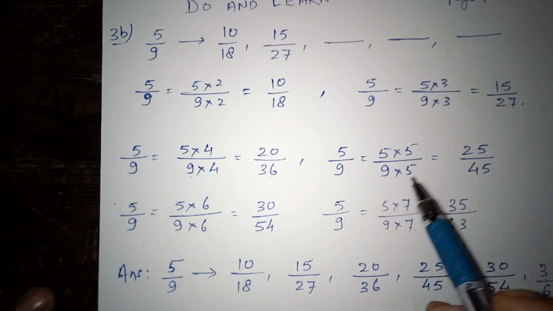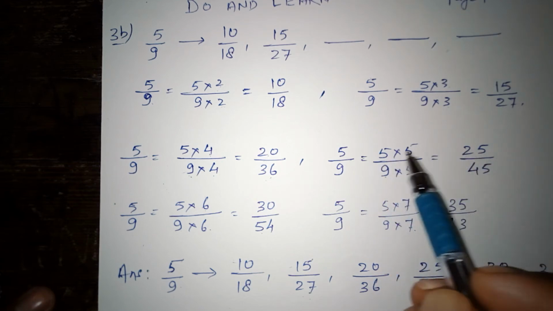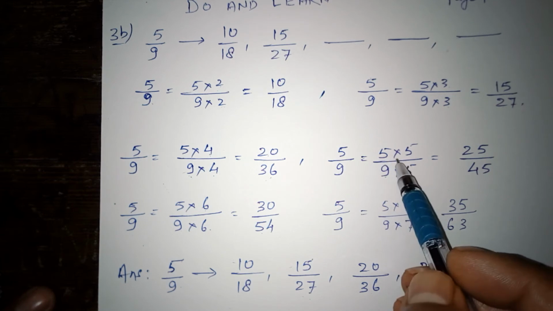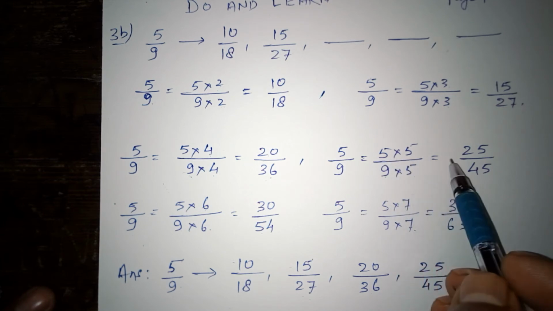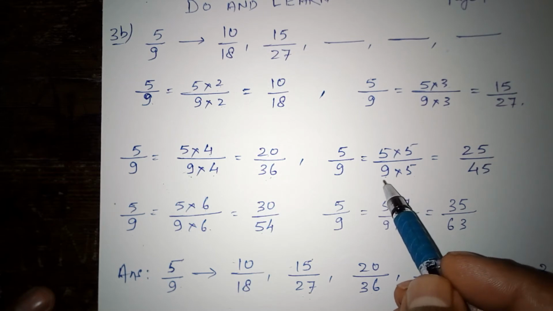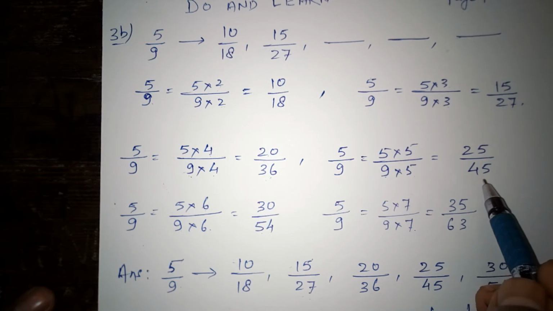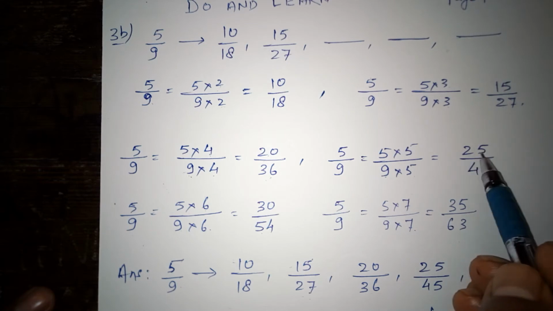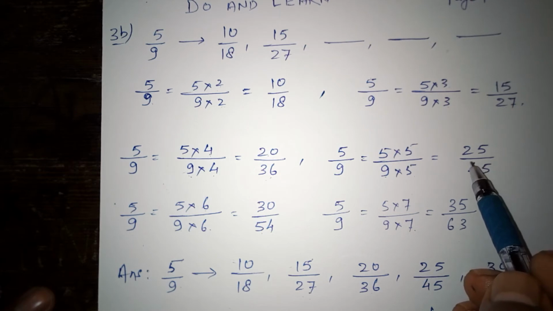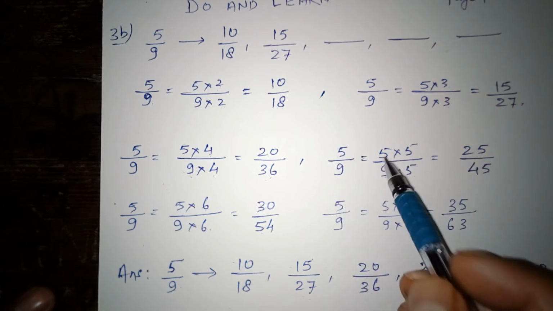Then we will find another equivalent fraction of 5 upon 9. So 5 multiplied by 5 gives 25, and 9 multiplied by 5 gives 45. 25 upon 45 is another equivalent fraction of 5 upon 9.